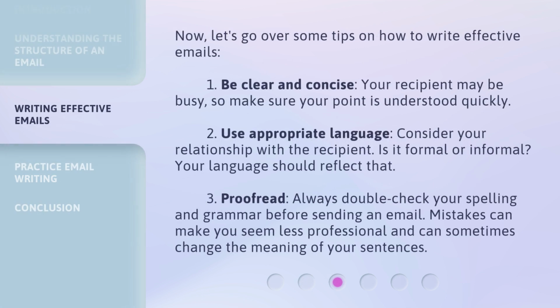Now, let's go over some tips on how to write effective emails. 1. Be clear and concise. Your recipient may be busy, so make sure your point is understood quickly. 2. Use appropriate language. Consider your relationship with the recipient. Is it formal or informal? Your language should reflect that.